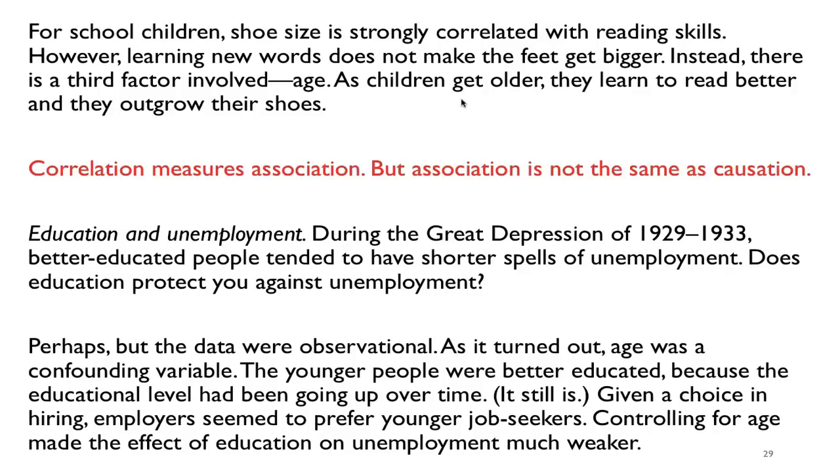The younger people tend to be better educated. This tends to be true, and it actually still is true: young people tend to be better educated, and this education level has been going up over time. Now, given a choice in hiring, employers tend to prefer younger job seekers, so if we control for age, then suddenly the effect of education on unemployment seems to be weaker. So that's why we need to take into account confounding variables that might affect our data set.